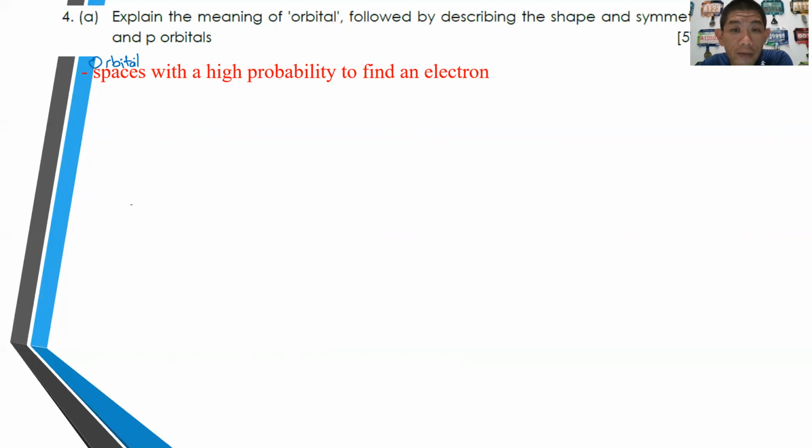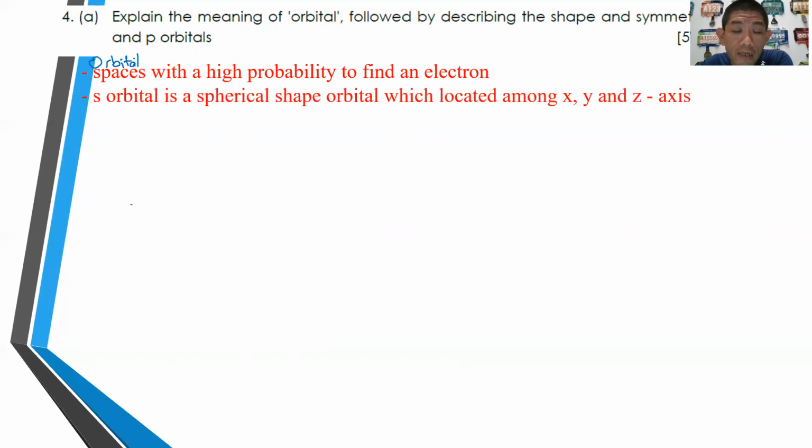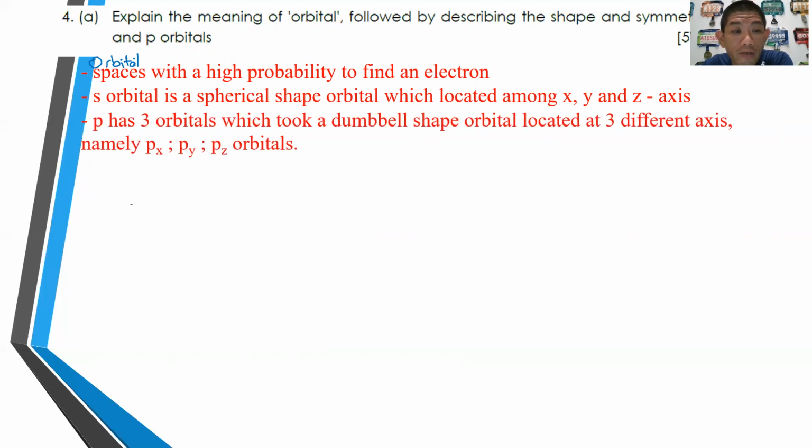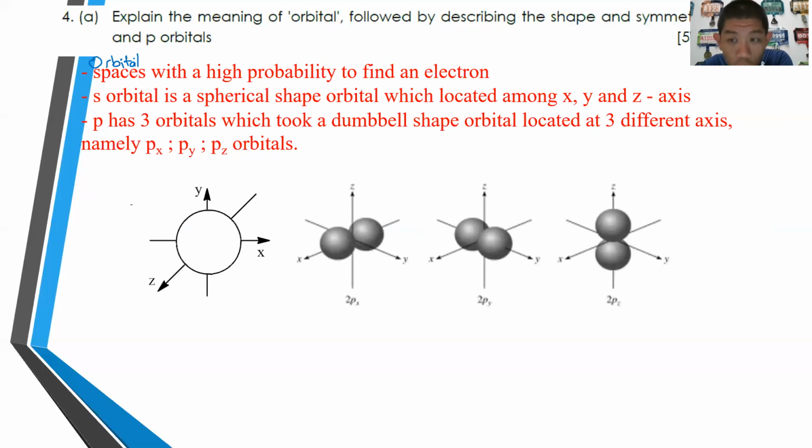Then you have to draw the shape and symmetry for the s and p because you have to describe. So an s orbital is a spherical orbital shape located along the XYZ axes, whereas p orbitals are a dumbbell shape located at 3 different axes, namely px, py, pz. So each of them is 1 mark, and definitely you cannot lack a diagram if you want to express them better. So that is how you're going to explain what an orbital is and what the shapes and symmetries of the orbitals mentioned are. Okay, so that is for question number 4A.